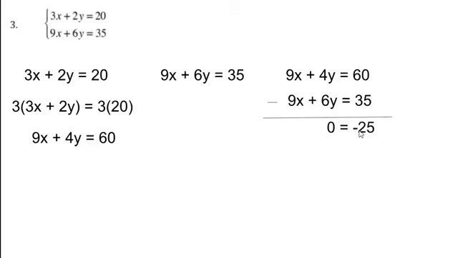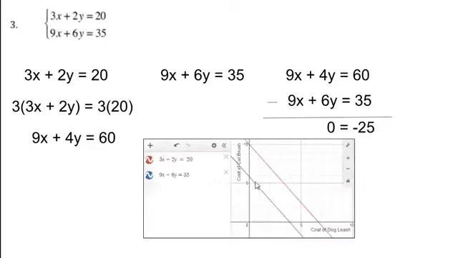Well, 0 can never equal negative 25. Those are two different values. When I graph the two equations, they create parallel lines. This means that there are no solutions.